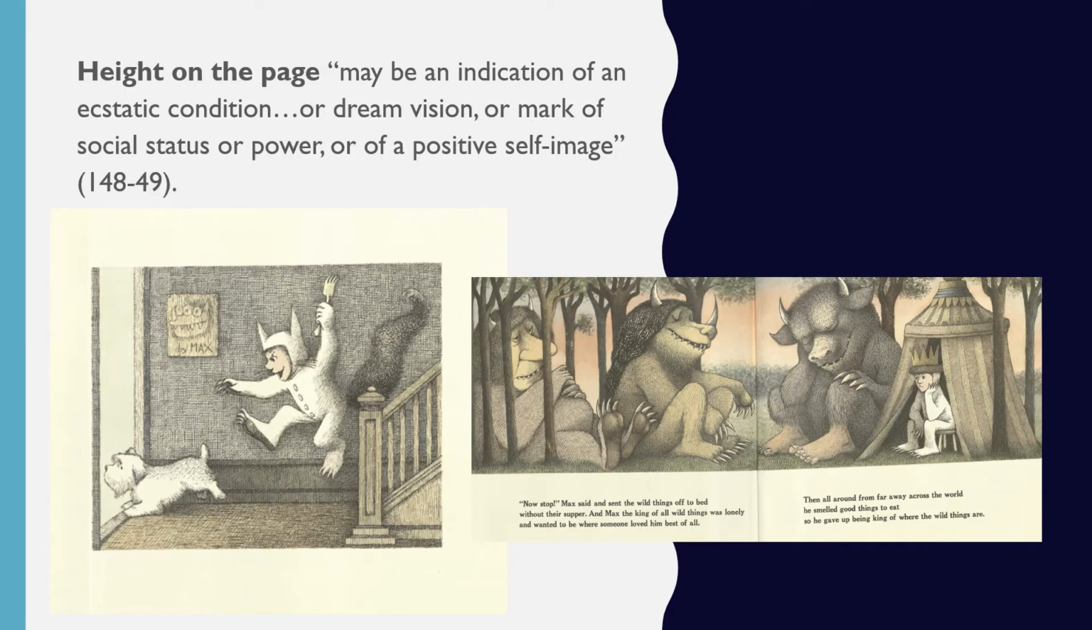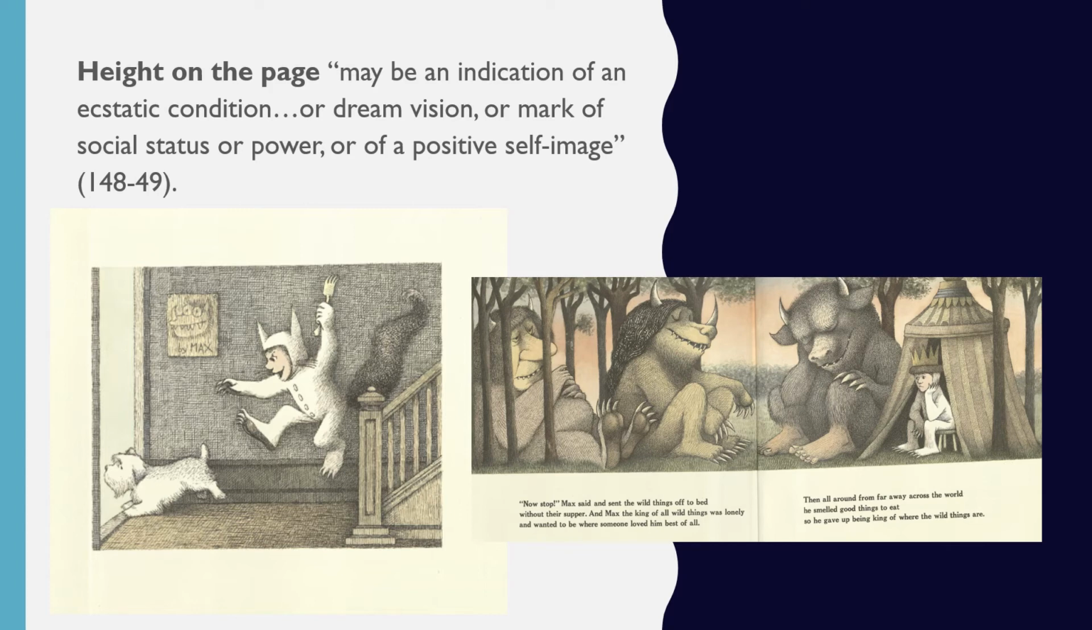Height on the page is our next one, number 4. And so height on the page may be an indication of an ecstatic condition if you're higher up, or a dream vision, or a mark of social status or power, or of a positive self-image. So the higher that you are on the page, the more likely that one of these things are to be true. The lower that you are on the page, the opposite.